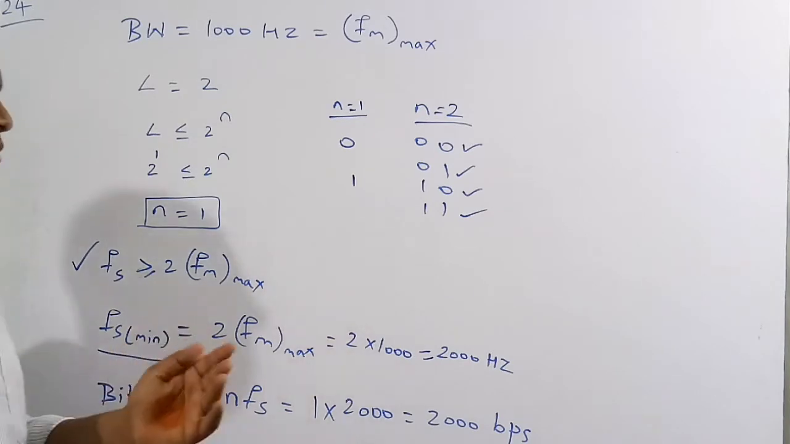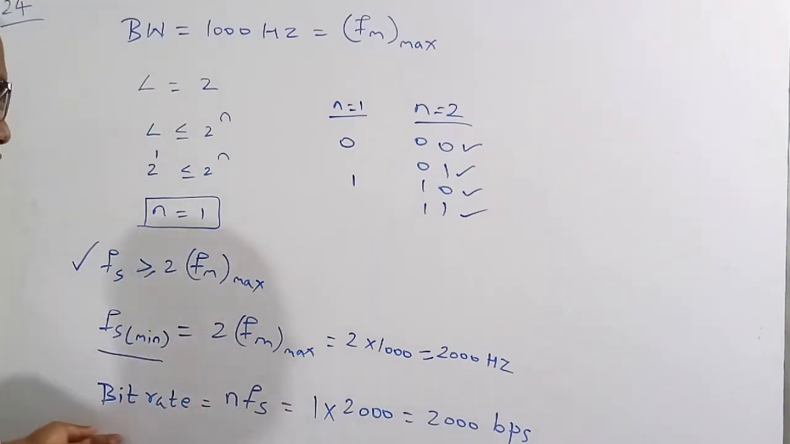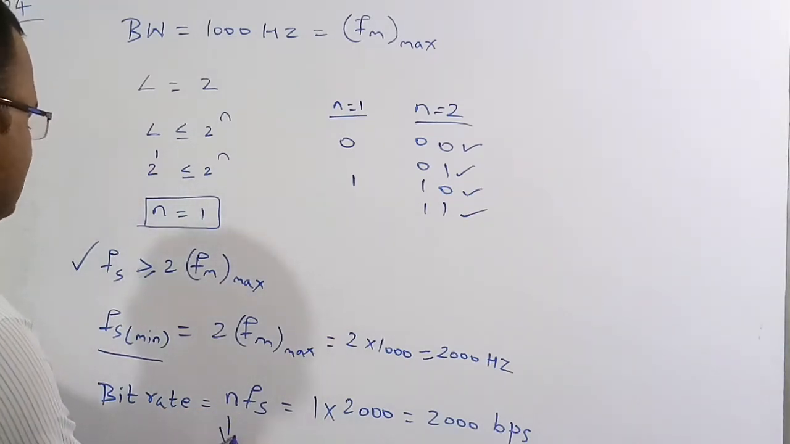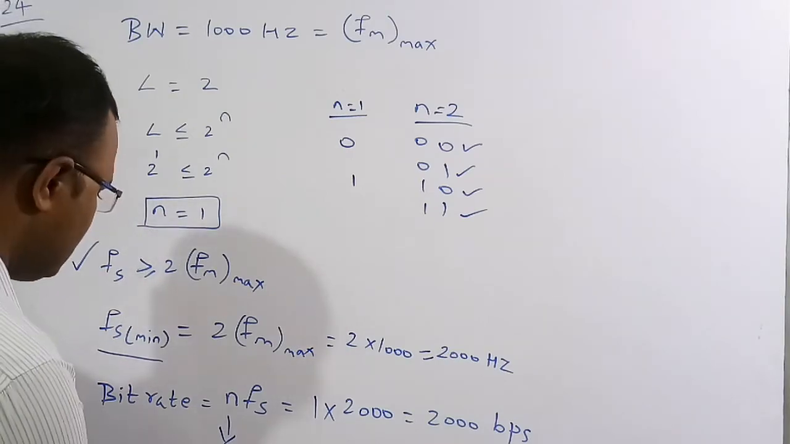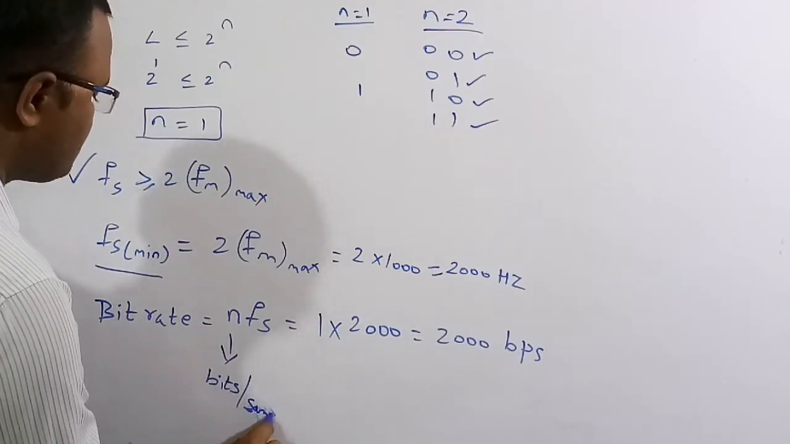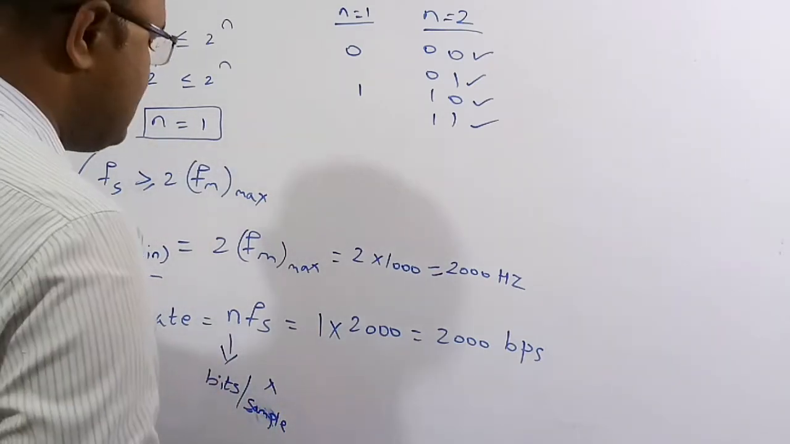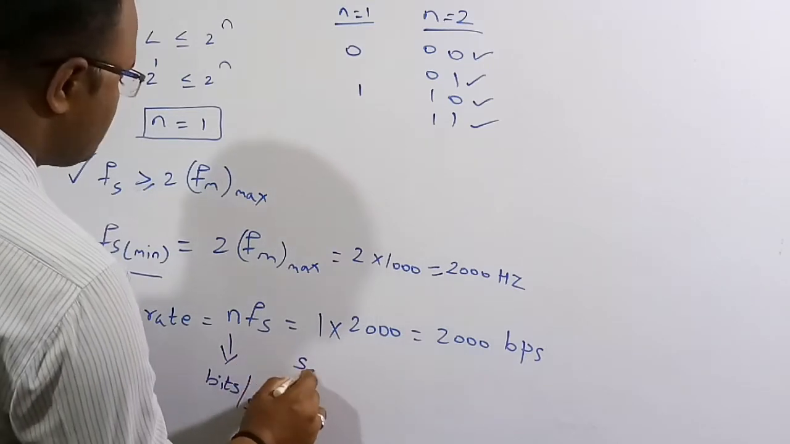Bit rate means the number of bits per second, how many bits are being transferred, that we need to figure out. So bit rate is equal to n into fs. The unit of n is bits per sample, so for each and every sample, how many bits we are going to take. And fs is the sampling frequency, which means the number of samples per second.